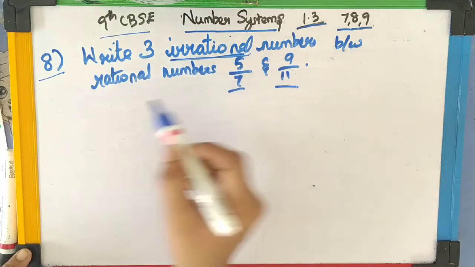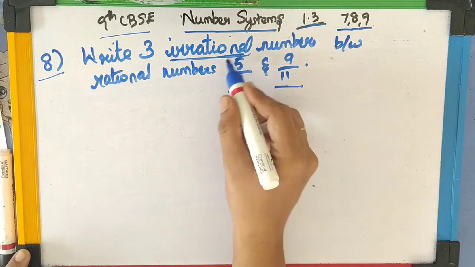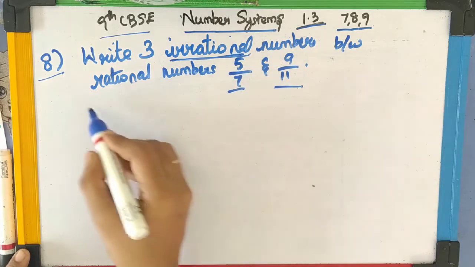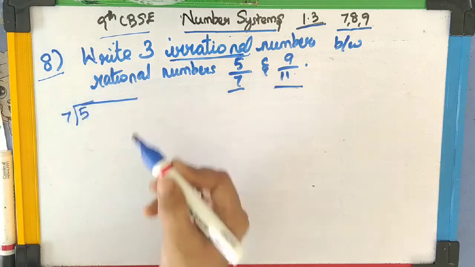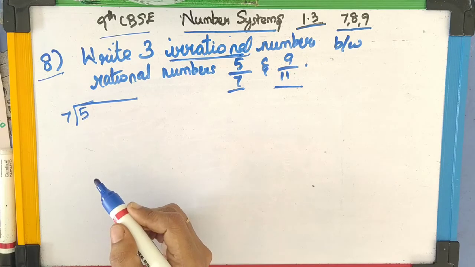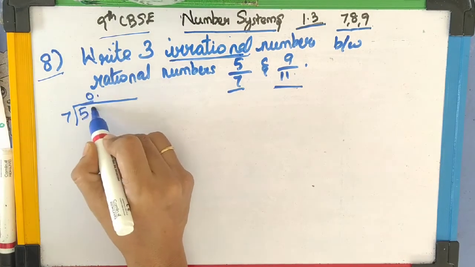Write 3 irrational numbers between 5 by 7 and 9 by 11. Okay, here we should find the value of 5 by 7 and 9 by 11 so that we can find the three irrational numbers between them. Now what is 5 by 7? Just do the long division method.